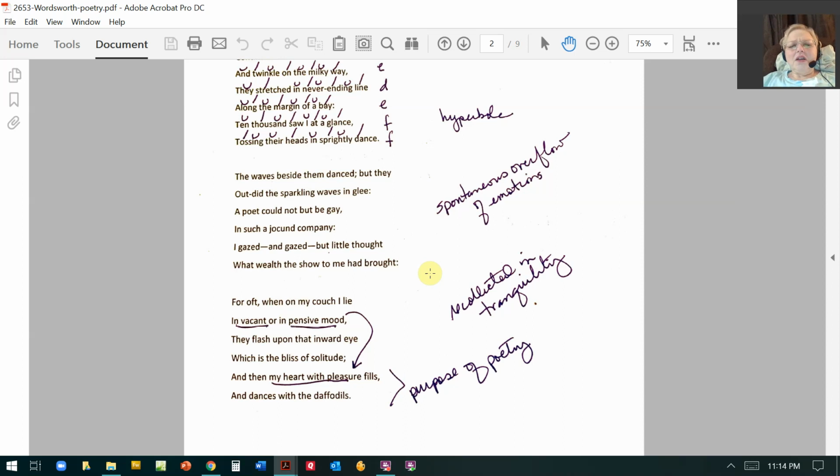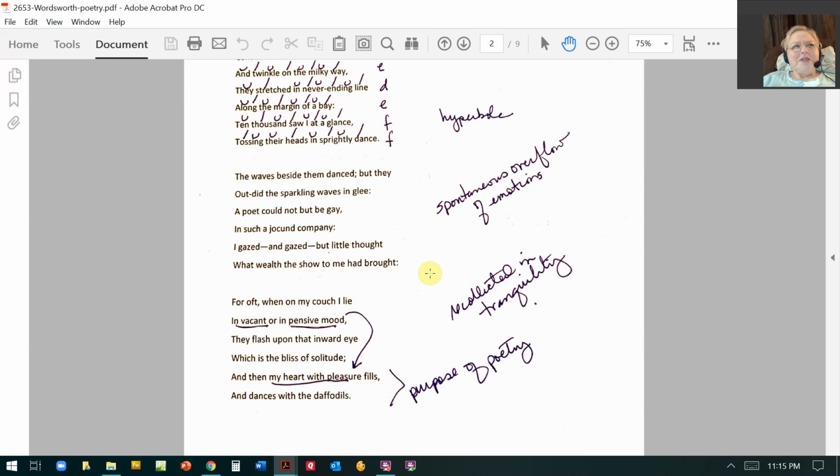And he says that inward eye, and that's the eye that the poet, you know, has to develop, right? The one that sees not what's in front, but what's eternal, if you will, right? He says that's the bliss of solitude. Being able to see with that inward eye. That's what happens when you can be alone, right? Nobody's jabbering at you or distracting you, right? You can think, right? And he says, and then I was happy again, just like I was when I was in the midst of those daffodils, right?